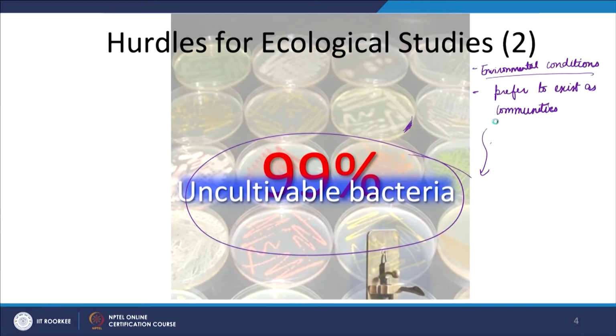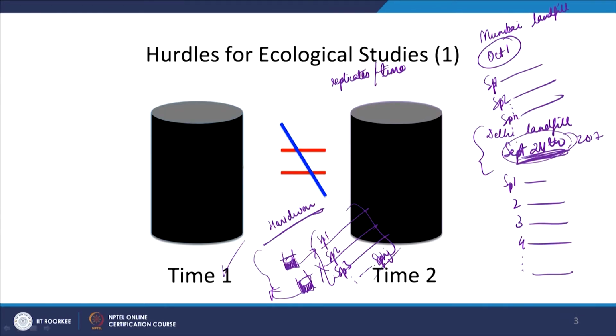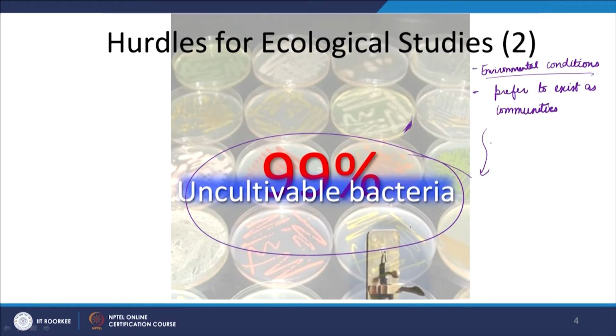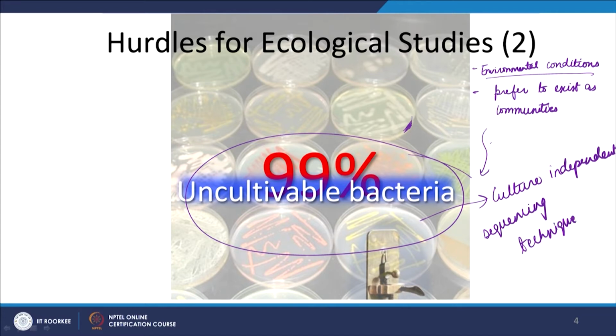Because we cannot compare two time intervals of ecological samples, we need to do replicates, and we need to rule out all other factors. We need to collect a lot of samples and generate a lot of data. And because 99% of bacteria are uncultivable, we need to find culture-independent sequencing techniques. And obviously metagenomics shines as the most popular culture-independent sequencing technique.